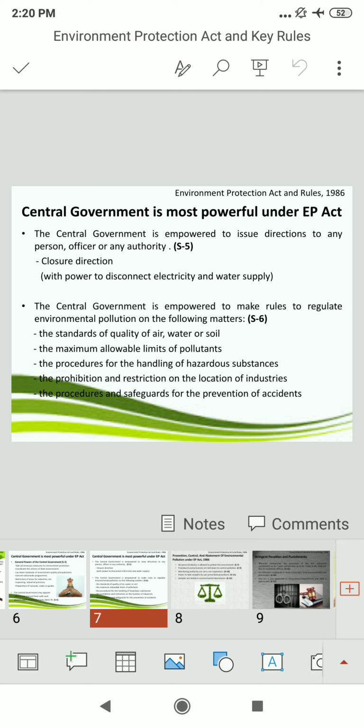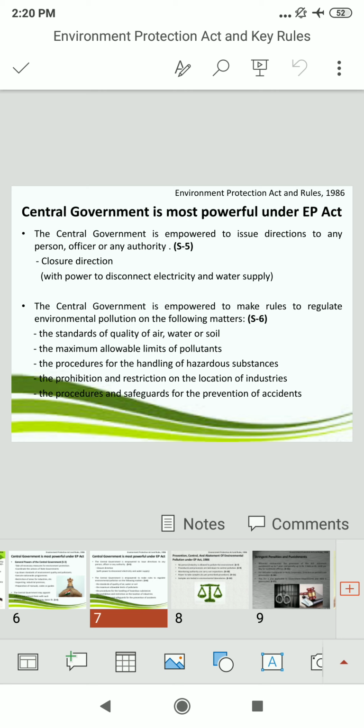Central government is most powerful under the Environmental Protection Act, and they have the authority to give directions, and to empower a person, officer, or any authority. The central government is empowered to make rules to regulate.